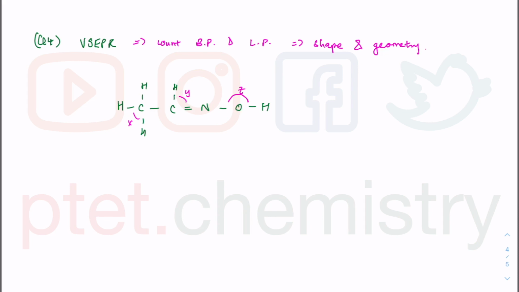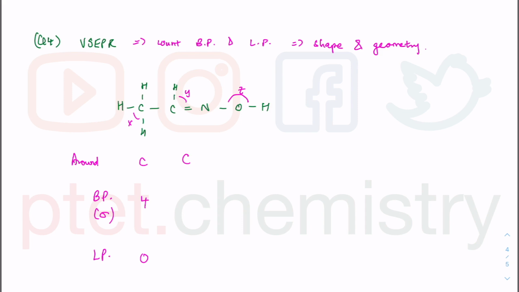You have to count. Around the carbon, how many bond pairs are there? You count the sigma bonds, which are the single covalent bonds. 1, 2, 3, 4. So there are 4 bond pairs. And how many lone pairs are there? Carbon has 4 outer shell electrons, 4 valence electrons, and uses 1, 2, 3, 4. So no more lone pairs.